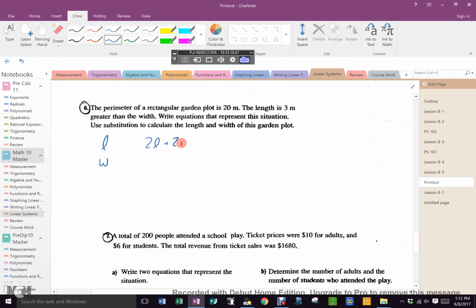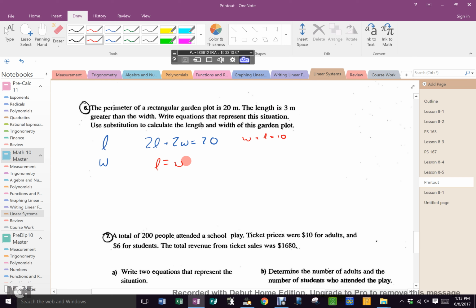2L plus 2W is 20, because there's two widths and two lengths. Could you do W plus L equals 10? Yes. What else do you know? The length L is equal to 3 more than the width. How do I write 3 more than an unknown number?